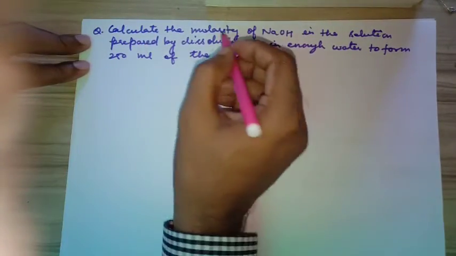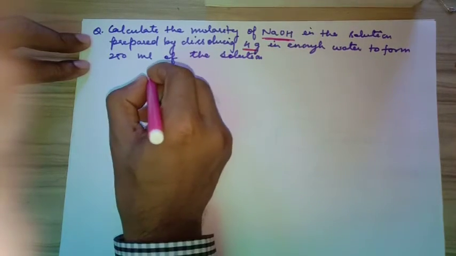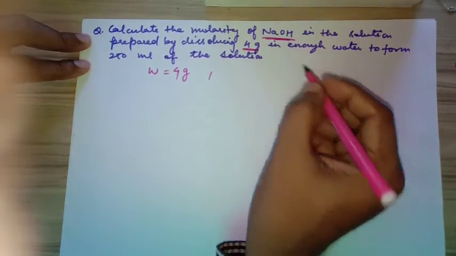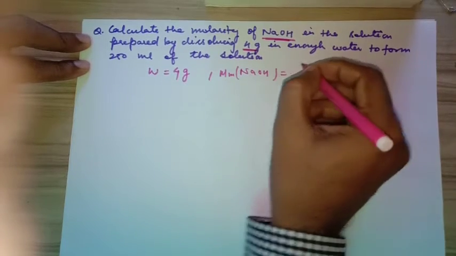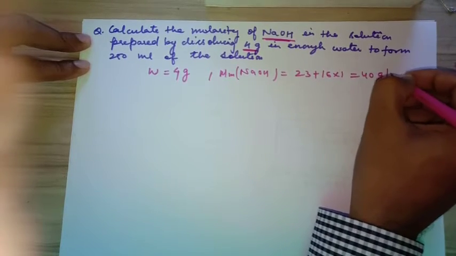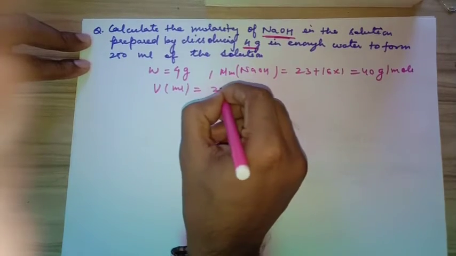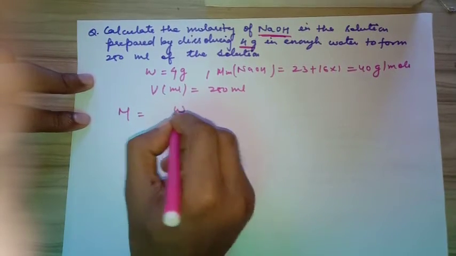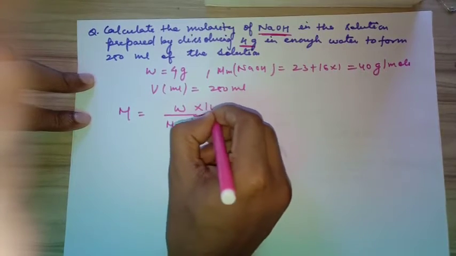So given over here is molarity of NaOH, so that will be termed as solute, and that is given as 4 gram. So weight of solute is 4 gram. Now next part, it is given as NaOH, so we have to find its molar mass. So molar mass of NaOH is 23 plus 16 into 1, and that will be 40 gram per mole. And volume of solution in ml is given as 250 ml. So we have to use the molarity formula as W by mm. Since volume is given in ml, it will be 1000 on the upper side.